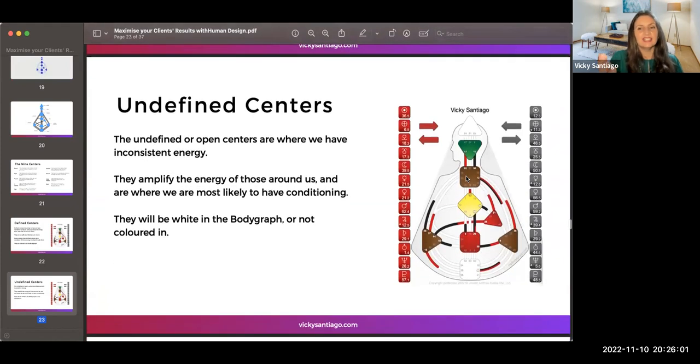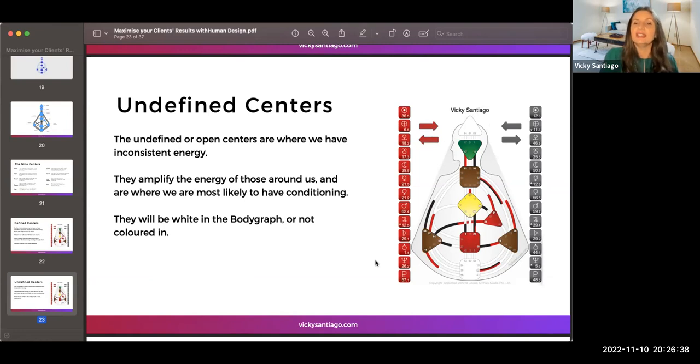Now, your undefined centers is where we have inconsistent energy, and they also amplify the energy of those around us. So as I mentioned earlier, having that open head center means that I am channeling all these ideas, including ideas that are supposed to be for other people, not me. In the same way, if I had my emotion center undefined, then when I was around other people, I could be at risk of taking on other people's emotions or being really affected by other people's emotions.